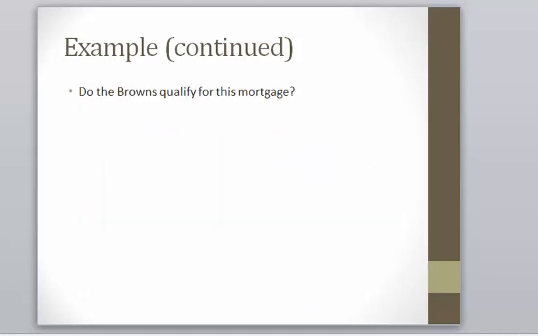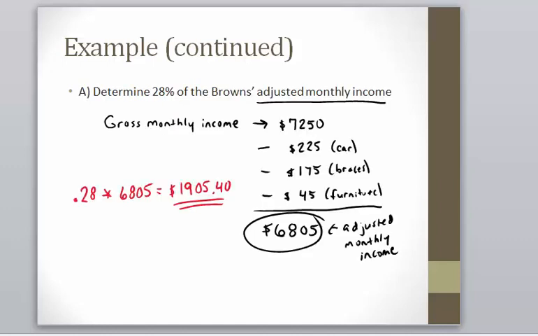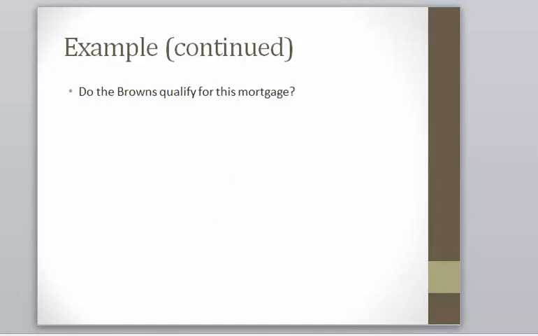All right, so Part C asks us, do the Browns qualify for the mortgage? So remember that in Part A we determined that 28% of the Browns' adjusted monthly income was, let's go back and look, $1,905.40. So $1,905.40 was 28% of their adjusted monthly income.